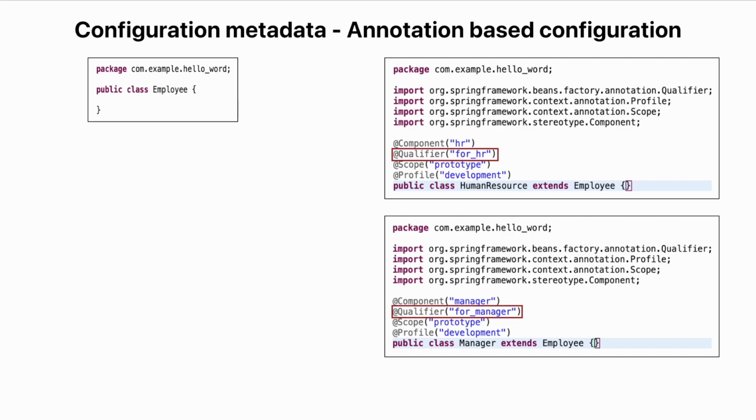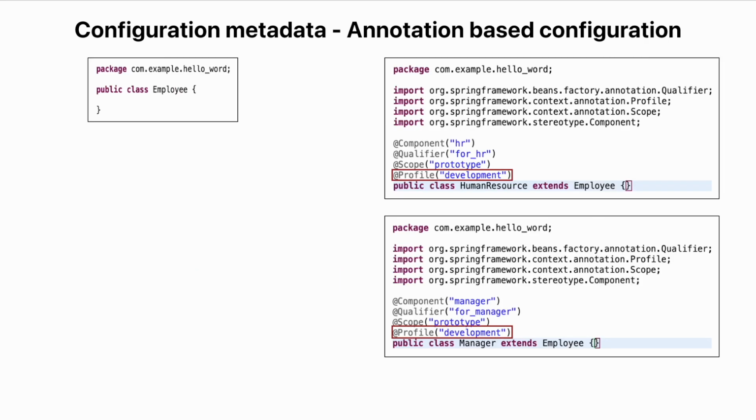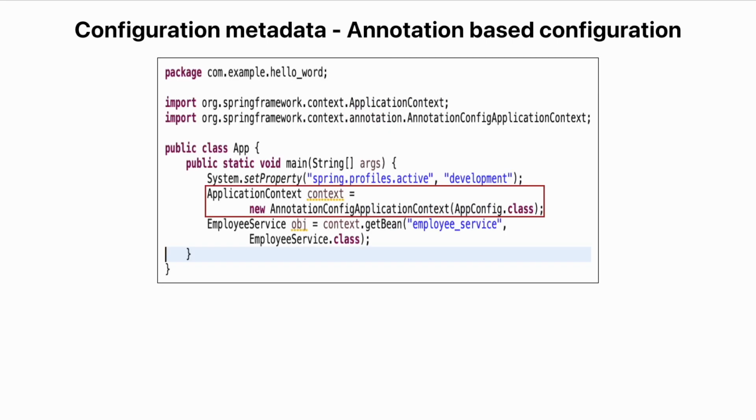Qualifier annotation can be used along with component annotation. On the receiving side, qualifier can be used at field level, method level, or method argument level. Primary annotation can be used to mark a component as primary. These are the qualifier annotations that are used on the receiving side. Profile annotation can be mentioned at the component class level. Annotation config application context can be used to instantiate the application context by passing the list of component classes.